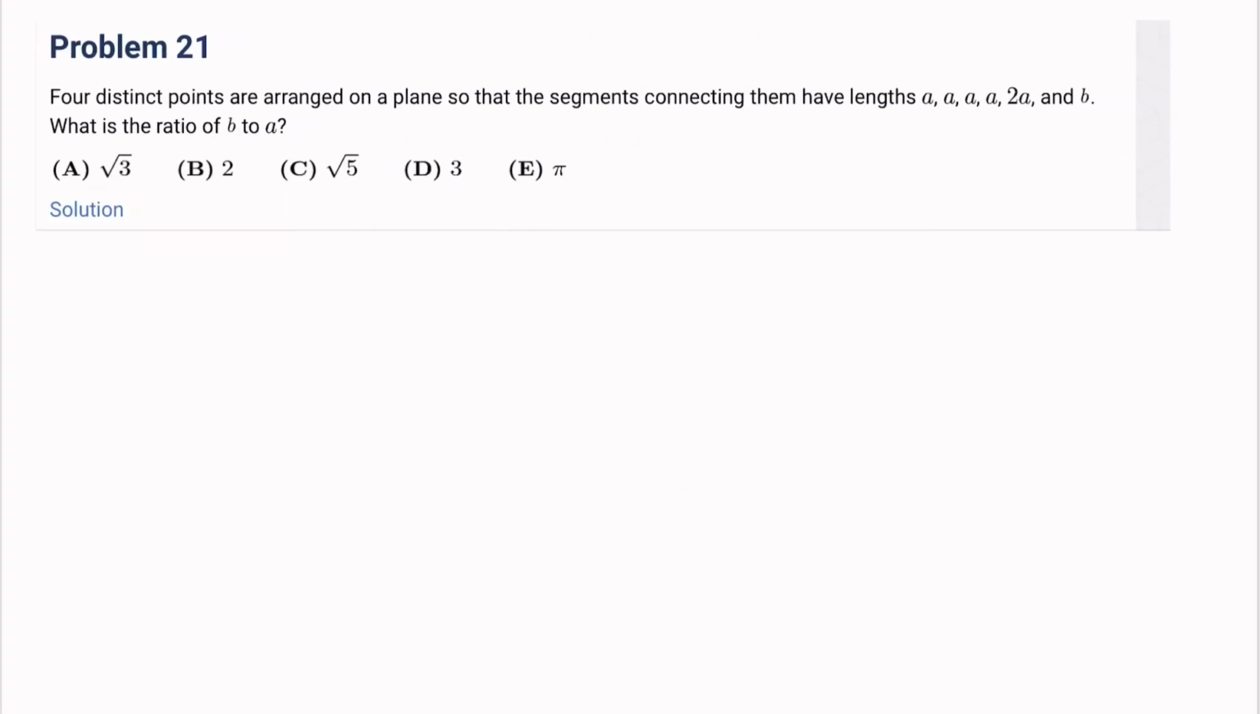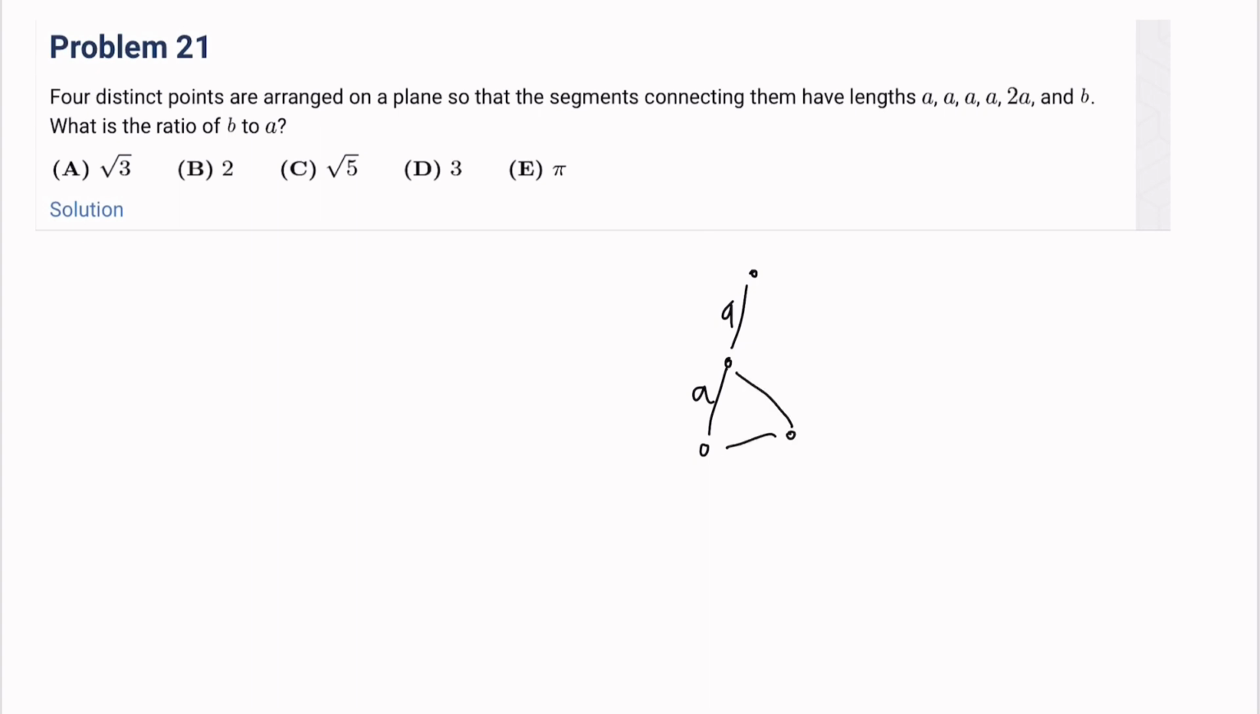Number 21. Four distinct points are arranged on a plane so that the segments connecting them have lengths A, A, A, 2A, and B. What is the ratio of B to A? Okay, so first thing we notice is that there are multiple A's and there's a 2A in here somewhere. We have four points and there's one 2A in it, so it seems like three of the points are spaced A apart, and that would give the total distance 2A. And we need two more A's and one more B.